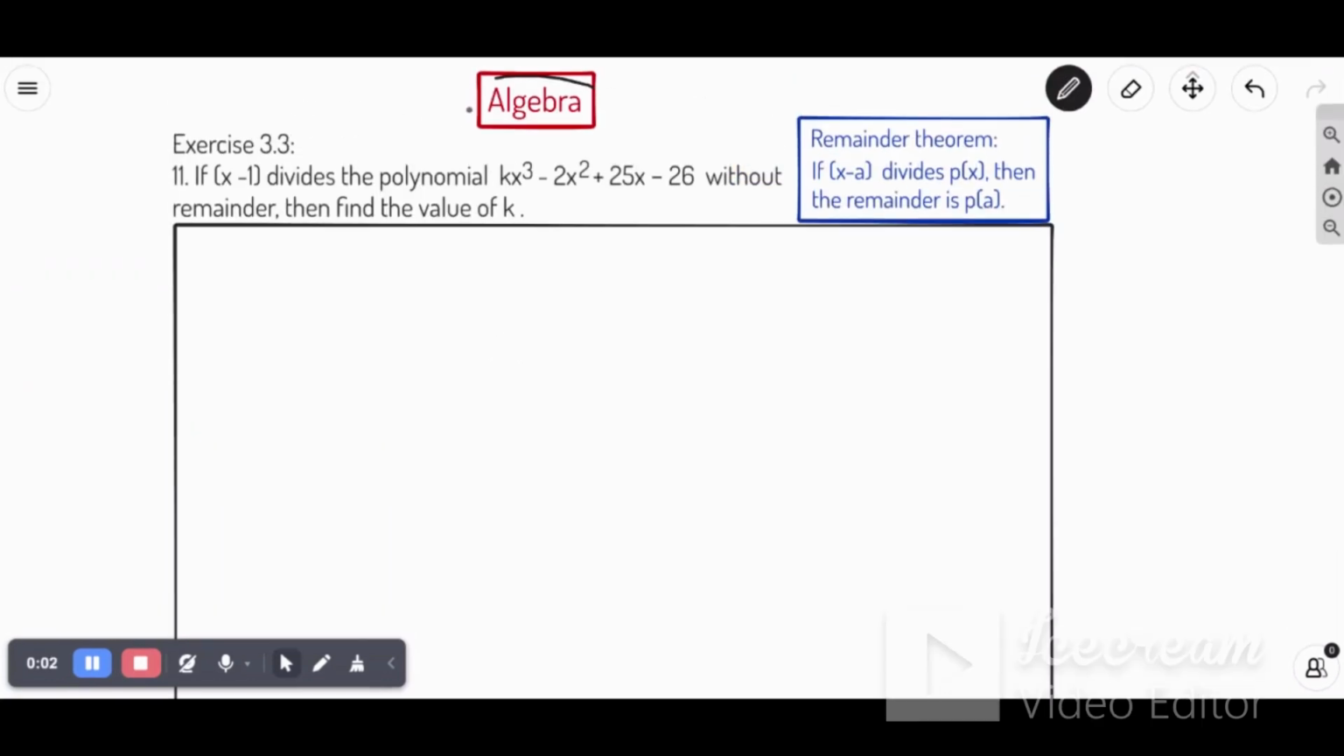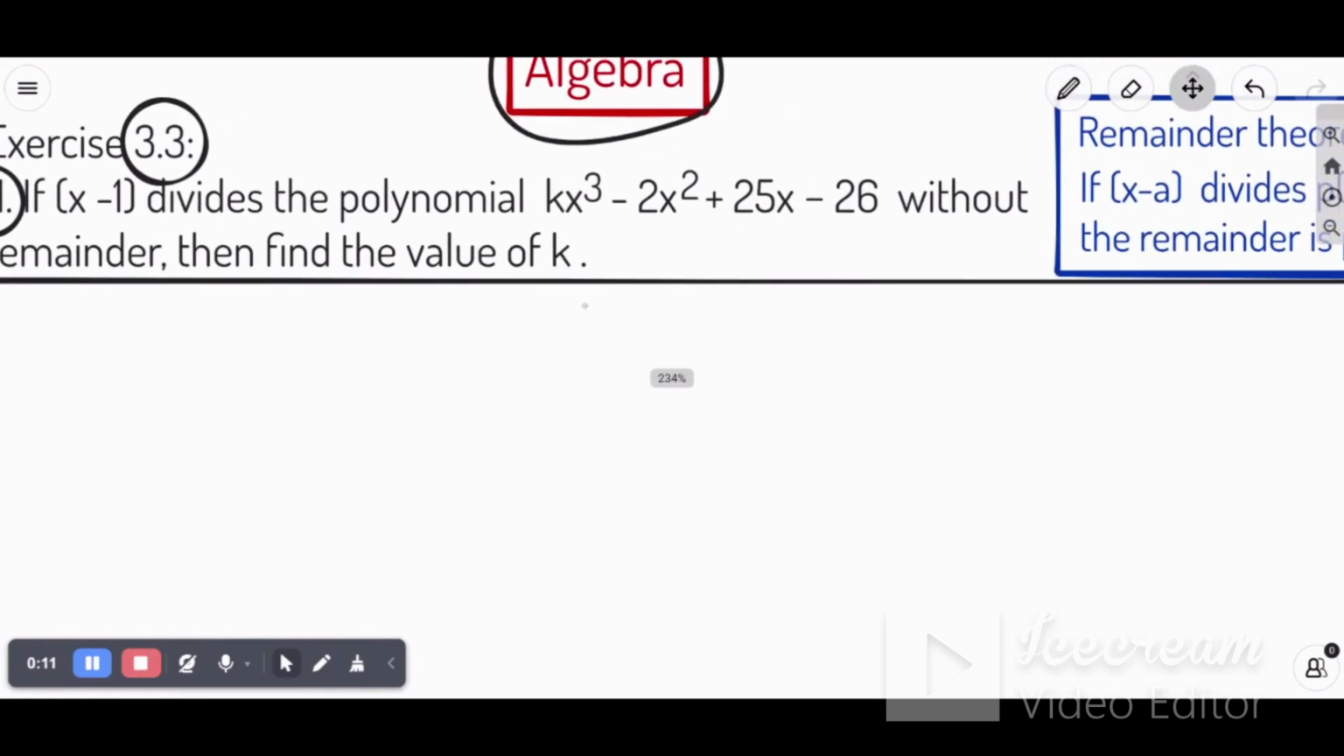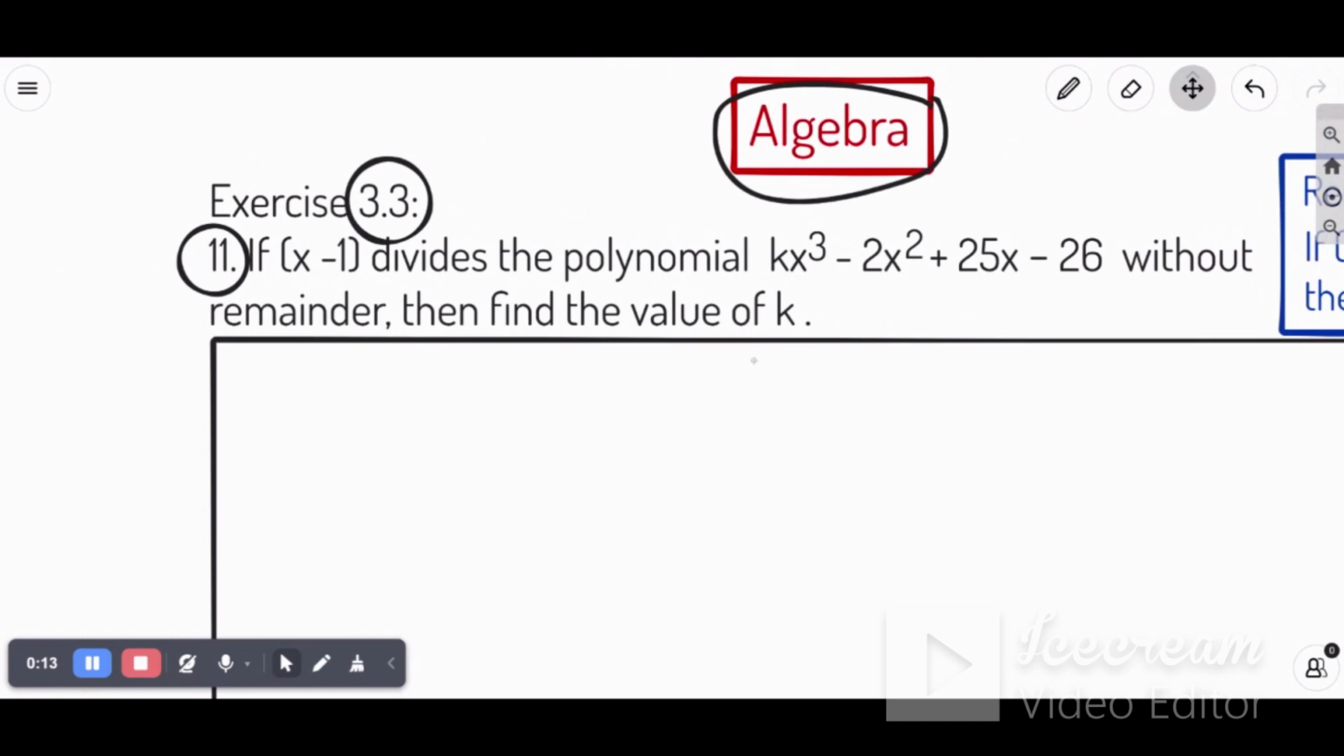Hi everyone. Let us start with algebra exercise 3.3 and question number 11 today. If x minus 1 divides the polynomial, which means you are dividing this polynomial with x minus 1 and without remainder, which means the remainder will be equal to 0. Find the value of k. So how will we find this?